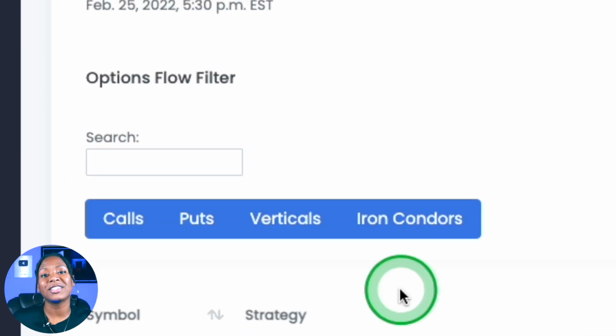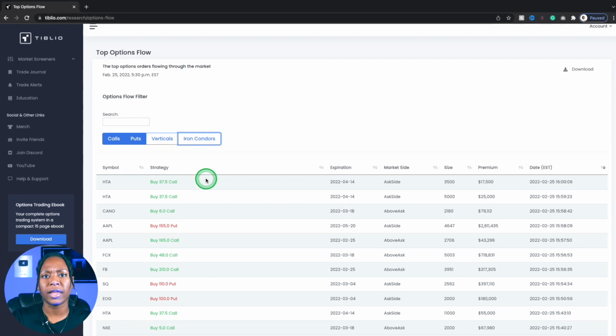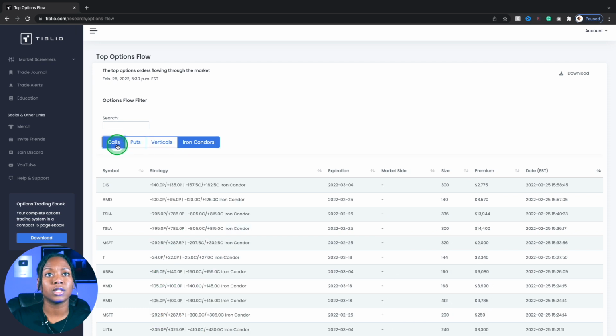Now, what's nice about this is that you can actually deselect what you don't want to see. So let's say, for example, you only want to see calls and puts. So you can do that. Or you only want to see iron condors during earnings. Okay, so you have the freedom to choose whatever you want to look at.